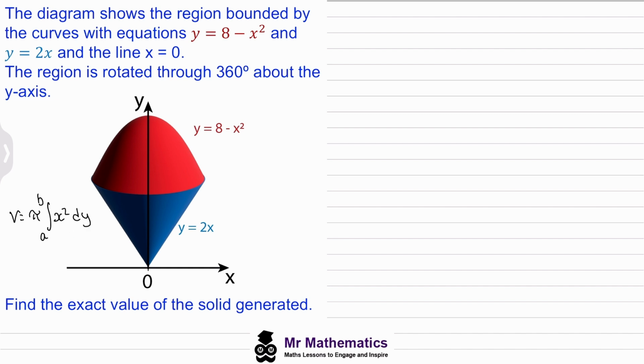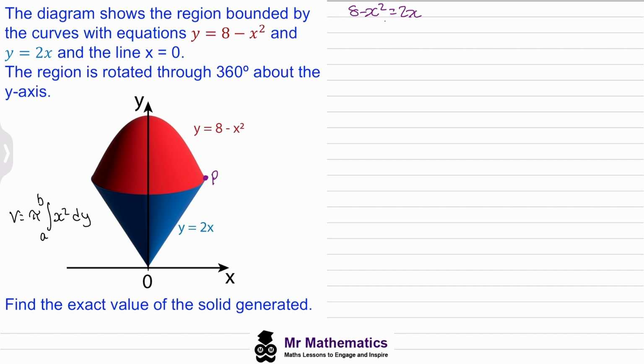So there's two parts in this solid. There's the top part shaded in red and the bottom part shaded in blue. And we're going to use integration to find both volumes. To use integration, we need to find this point of intersection, which is here. We'll call this point P. So at P, these two equations are equal, so we can say 8 minus x squared will equal 2x.